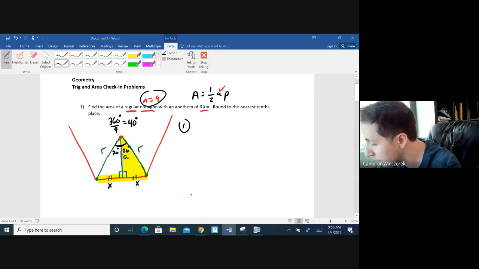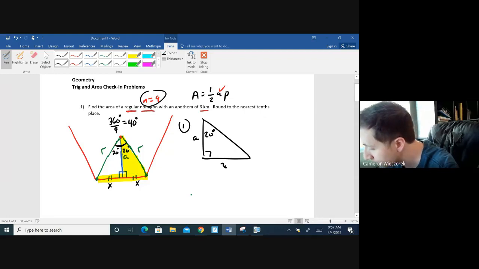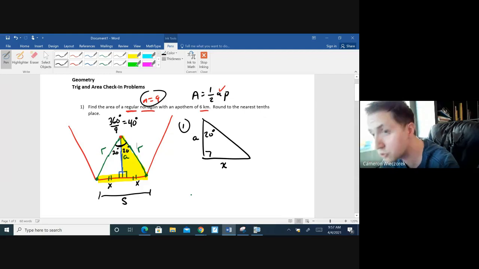So we'll call this step 1. There's half my triangle. There's 20 degrees at the top. The vertical piece, the height of that triangle, is my apothem. And I'm going to call x half the side length. So that entire side length is 2x. Look at your reference angle. You have the side across, the opposite, and you have the side that shares that reference angle and the right angle. So you have the adjacent.